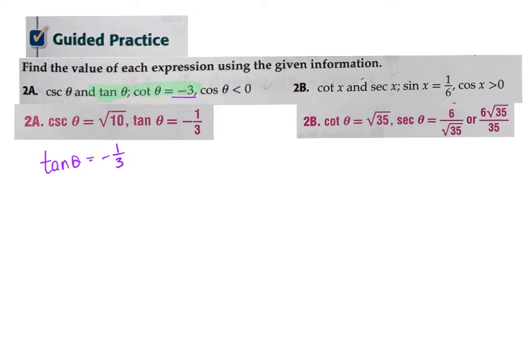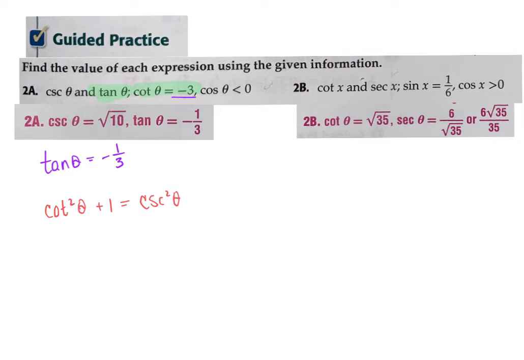They want me to find cosecant. And all I really have is my tangent and my cotangent. So I'm going to use my Pythagorean identity that deals with cotangent and cosecant. So I'm going to set up my cotangent squared plus 1 should equal my cosecant squared. Now, here's the deal. I know that my cotangent and my tangent are both negative. I also know that my cosine is negative, right? Which means that my sine is positive. If my sine is positive, so is my cosecant.